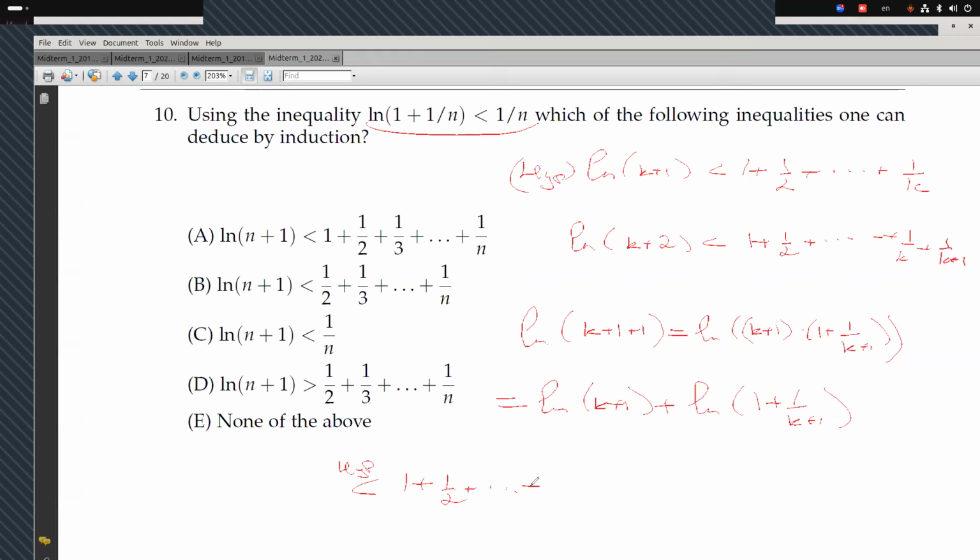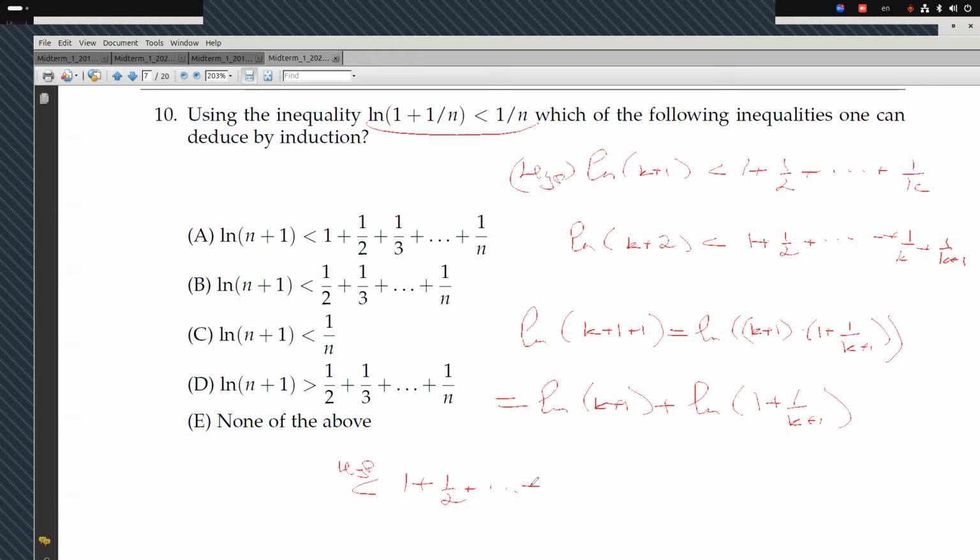1 over k. And also, we have the term written after this one. What can we say about the last term, guys? How can we estimate logarithm 1 plus 1 over k plus 1? Use this information. Logarithm 1 plus 1 over n is less than 1 over n. Then log 1 plus 1 over k plus 1 is less than 1 over k plus 1. So now we are using this, let's call this asterisk. Let's use this asterisk.